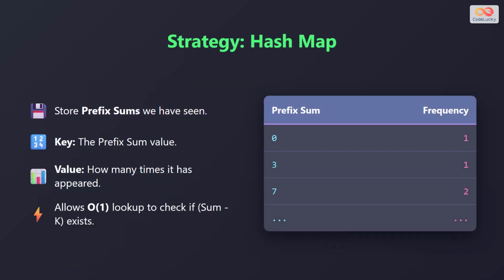Since we need to constantly check if a specific sum exists in our history, a hash map is the perfect tool. We will store the prefix sums as keys and their frequency, how many times they have appeared, as values. This allows us to check if current sum minus K exists in constant O of 1 time.